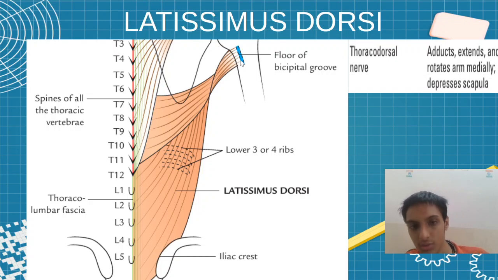And this will also do the same movements that trapezius does. That is the deer movements I told you: depression, extension, adduction, rotation. Deer.